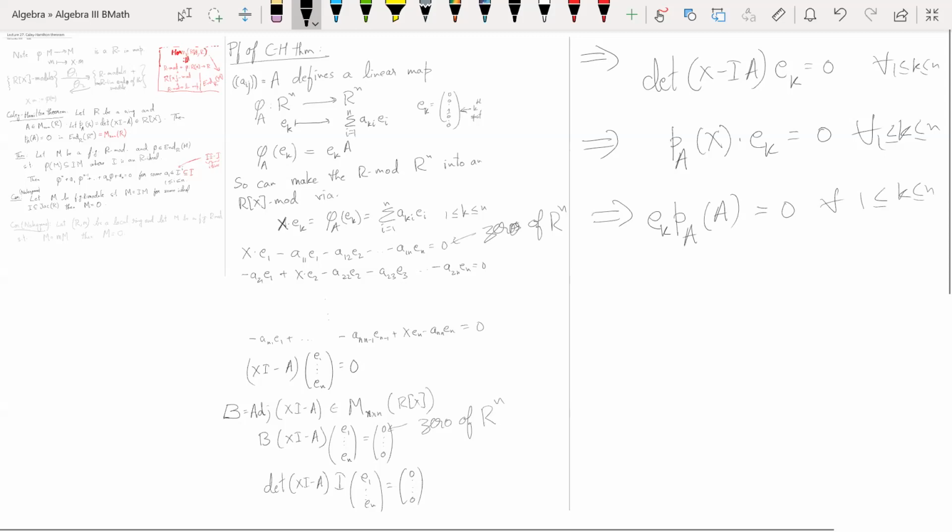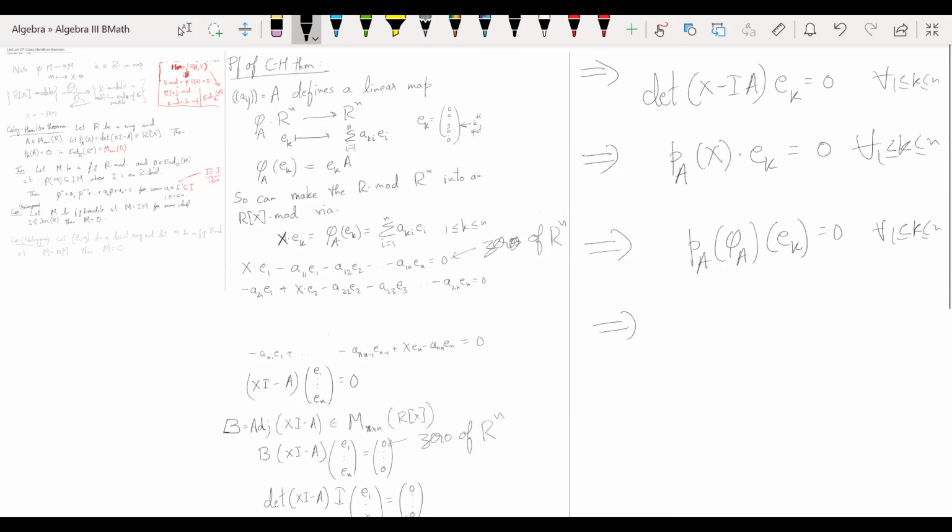So maybe just to fill in, I'll put it here this way. I mean the correspondence we are using. So how does this act on this? We plug in phi_A here, right? So P(phi_A) evaluated at e_k equals zero for all k between one and n. This is just a polynomial, so you can first evaluate at e_k and then apply.